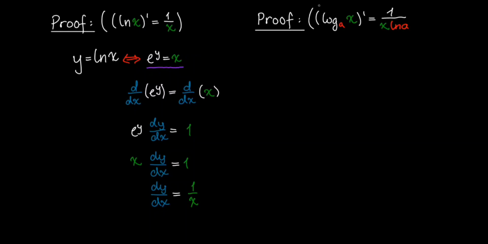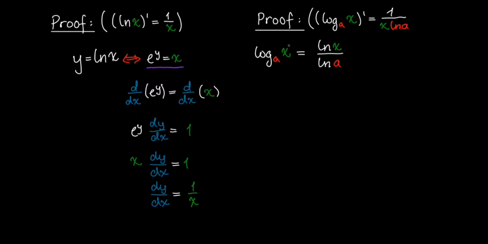Well, step number 1 would be to rewrite log base a of x. And actually here we can use the change of base. Our desired base would be e, meaning I want to rewrite this logarithm into a natural logarithm. So using the change of base formula, what I get is ln of x divided by ln of a.